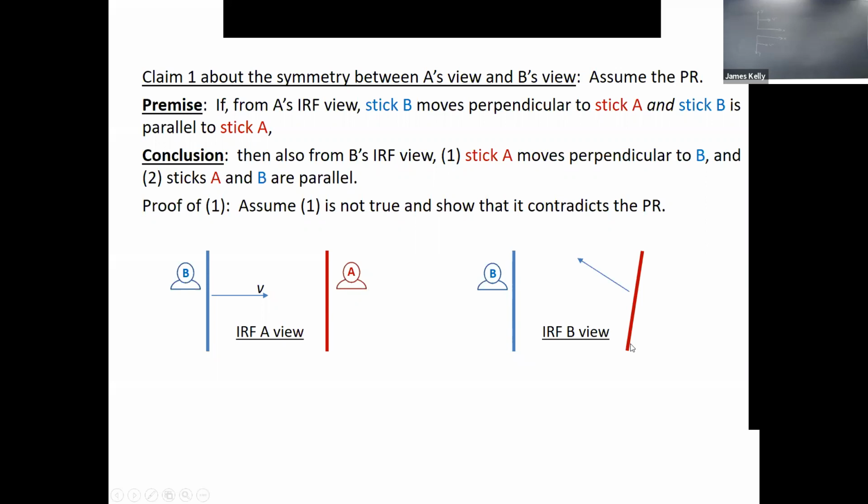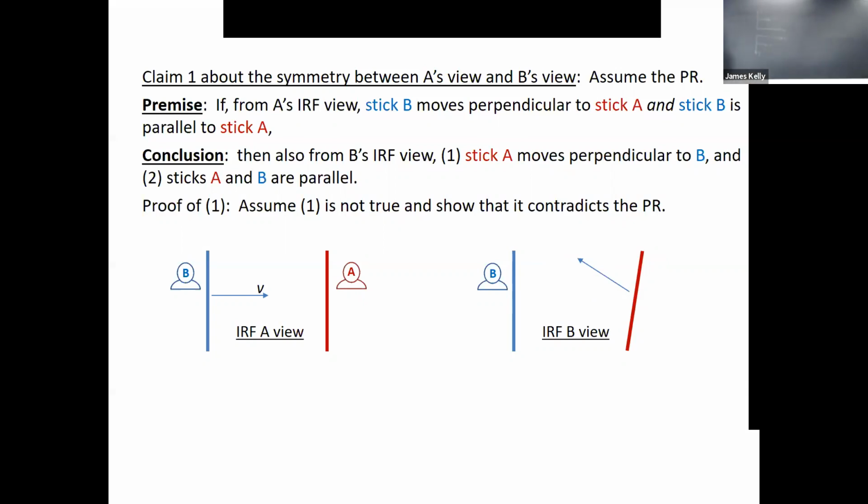Maybe we're assuming that stick A does not move perpendicular to B. So maybe stick A is not perpendicular to B, but what we're concentrating on in this part of the proof is perhaps it's true, or let's assume that it's true, that the stick doesn't move perpendicular to B's stick, but rather moves at some odd angle. So we're concentrating on this direction of motion right here. And the idea is we've got to now show that that contradicts the principle of relativity.